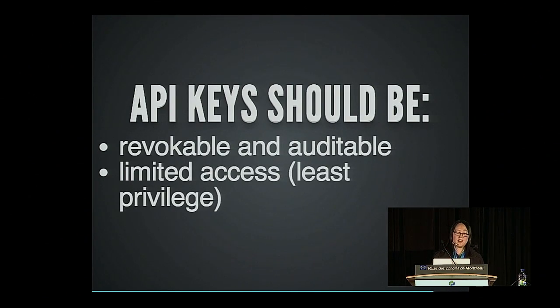Bob makes sure that every app has to request a different API key so that they're all revocable and auditable independently of each other. And he also limits how much access each API key has, giving it only as much privilege as it needs, so that an attacker who's stolen Alice's mobile API key doesn't have full access to her account.